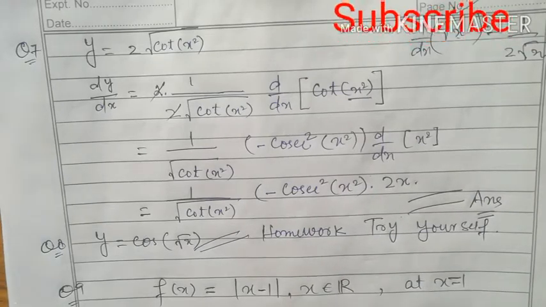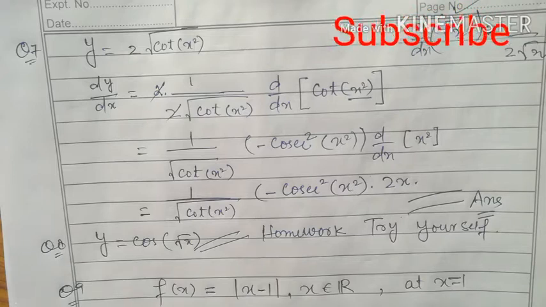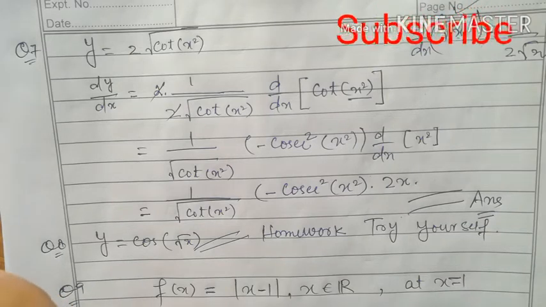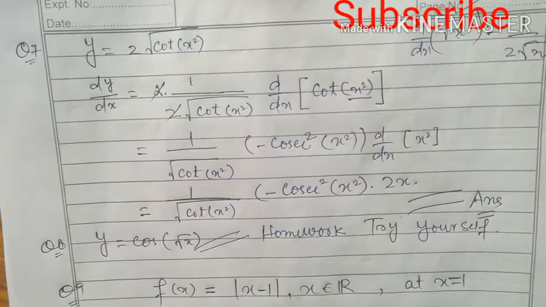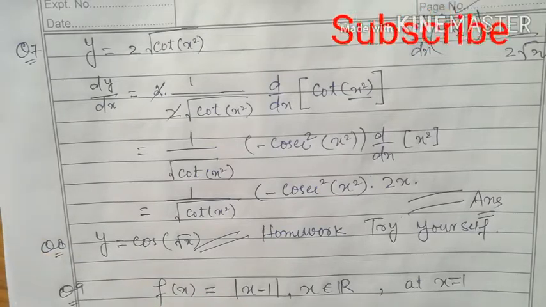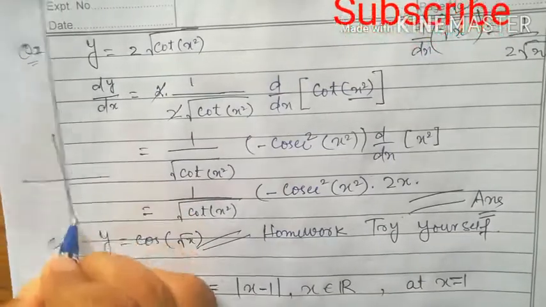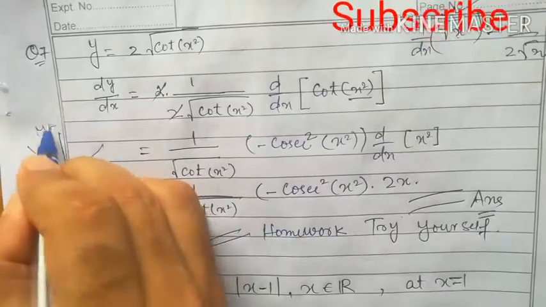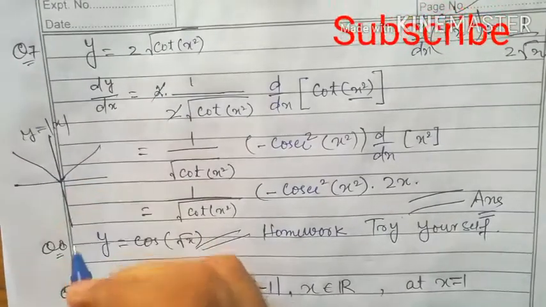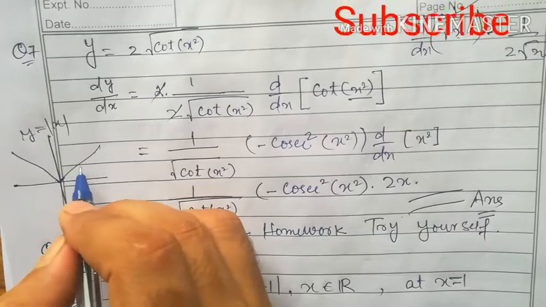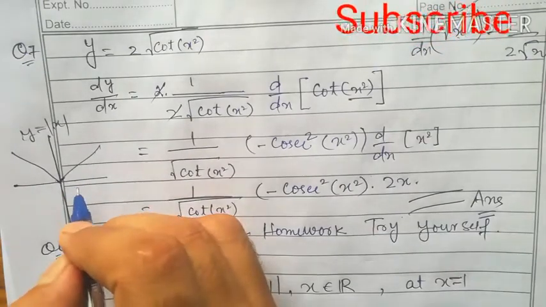I want to tell you an important thing, the mod function is never differentiable at any point. Just keep it in your mind, mod function is not differentiable at any point because the graph of the function is like that. This is the graph of this mod function, y is equal to mod function. So this function is not differentiable. You cannot make any tangent to this curve, you cannot draw any tangent.